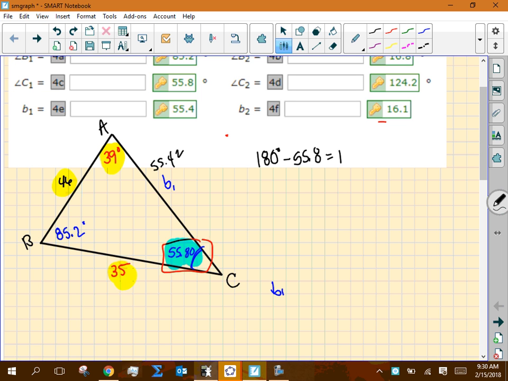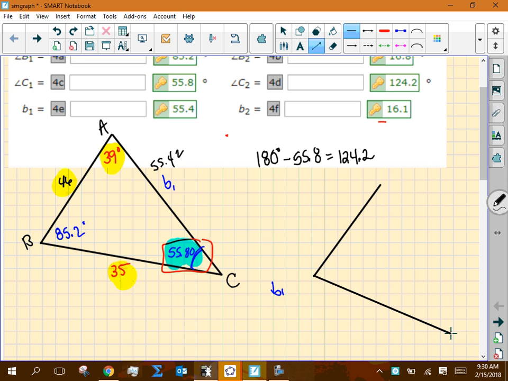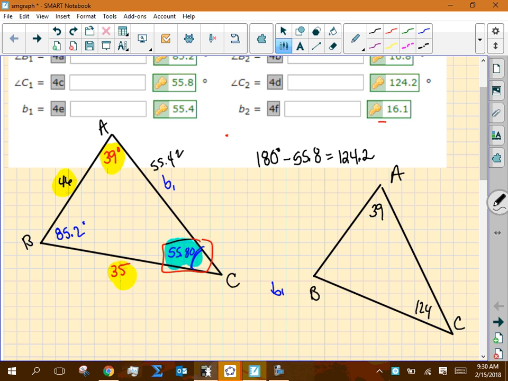All right, and that's going to give me 124.2. So now the argument is that angle C, and again, my picture is not going to be to scale, but I don't really care. We're saying that angle C could have the potential of being 124.2, right? Does that make sense? So it's either 55.8 or 124.2. Now we're just going to make sure, does that 124.2 work?